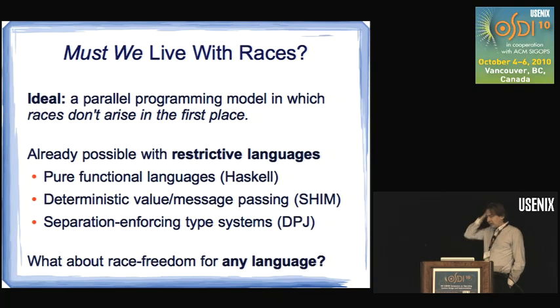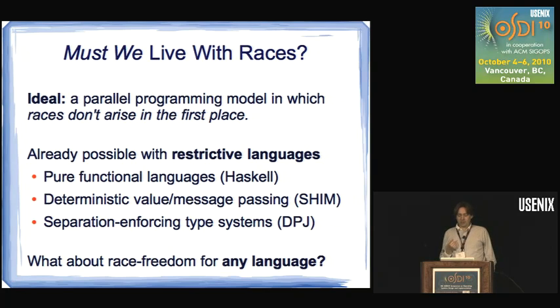So I want to back up for this talk and ask the question, do we really have to live with races? I want to propose an ideal of a programming model in which races just somehow wouldn't arise in the first place. Is that realistic at all? Well, I can point to a number of parallel programming languages that seem to achieve this, by redefining the way you write programs.